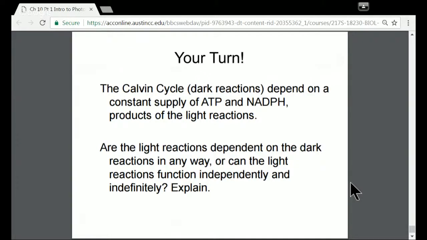All right, that's the end of the Chapter 10 Part 1 lecture. You are now ready to attend the Chapter 10 Part 2 lecture, where we're going to get into the nitty-gritty of these reactions. We're going to see how the light reactions capture energy and how the dark reactions build sugars.